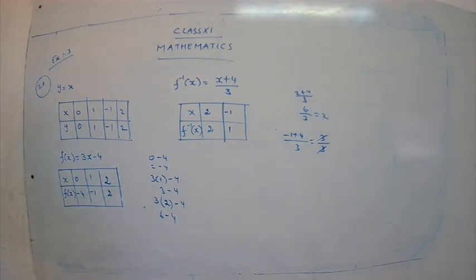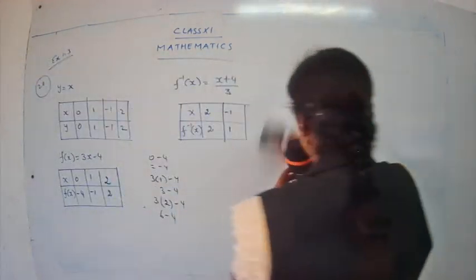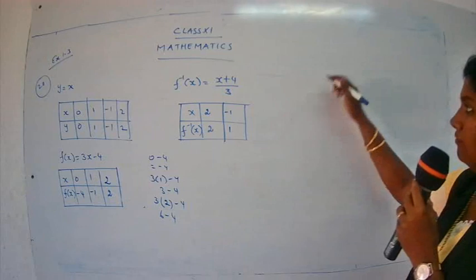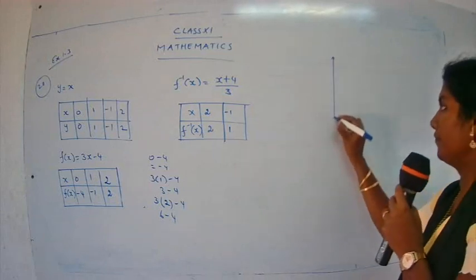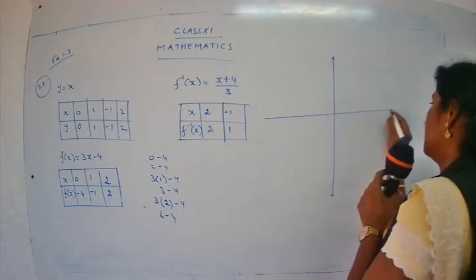I hope you have completed all your tables. Okay, now let's start plotting the graph. Draw an x-axis and a y-axis. Don't draw any lines freehand. You have to use your scale and your pencil. I don't want a shabby line, I want a neat line.